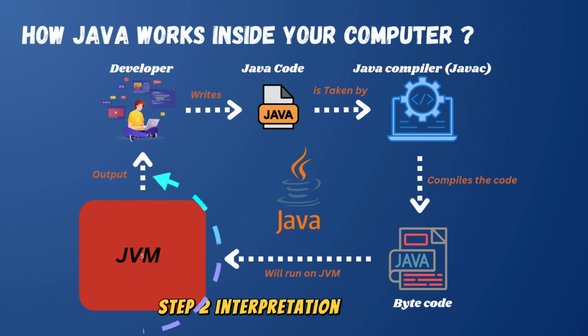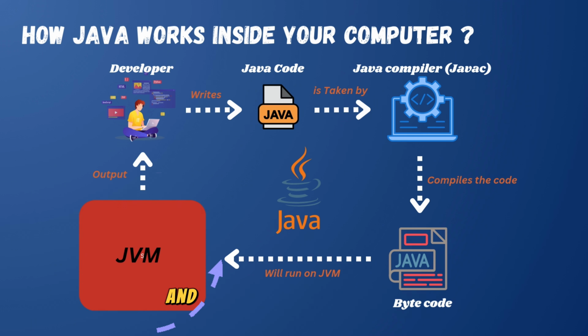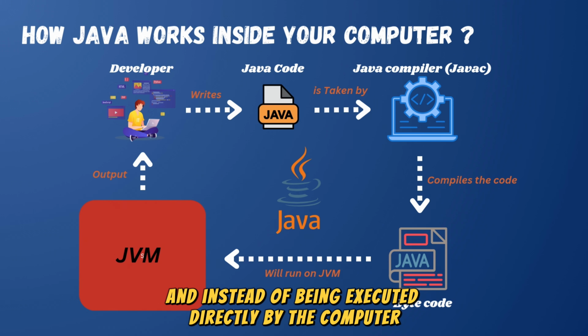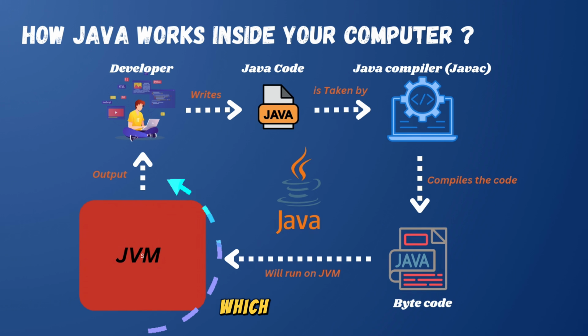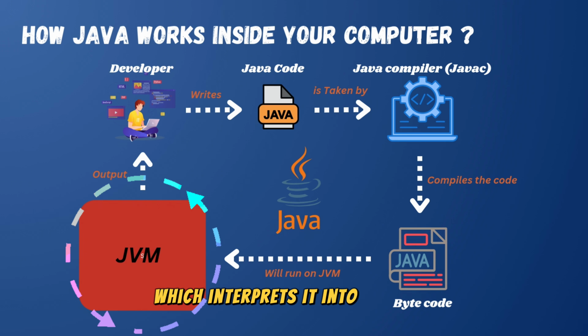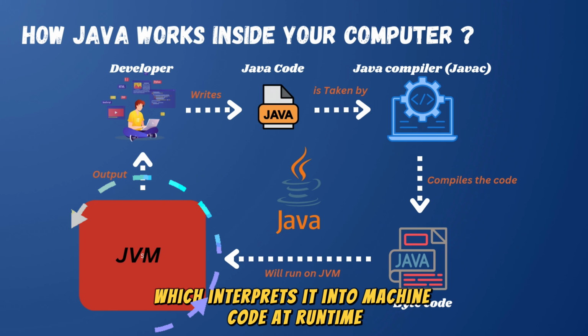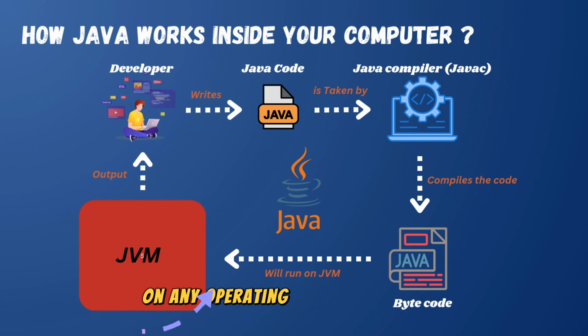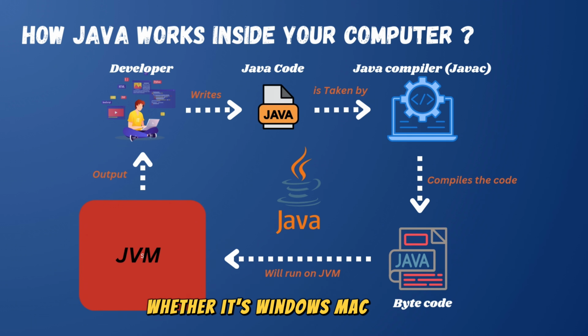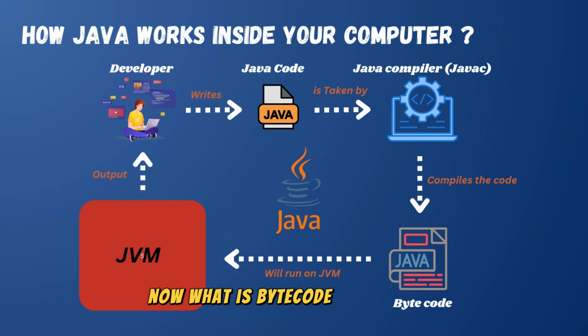Step 2. Interpretation by the JVM. Instead of being executed directly by the computer, this bytecode is passed to the Java Virtual Machine, which we call JVM, which interprets it into machine code at runtime. This process allows Java programs to run on any operating system that has a JVM, whether it's Windows, Mac, or Linux. So you might be wondering now, what is bytecode and what is the JVM?